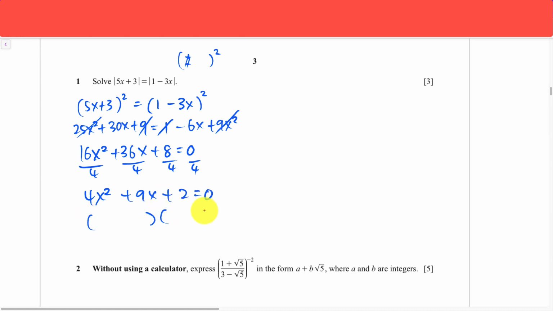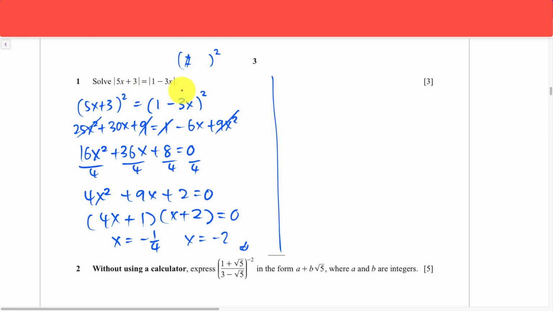And then I can factorize this one easily. I will get 4x and x, and this one will be 2 and 1. Both are positive, so my x should be negative 1 over 4, and x will be negative 2. This is one of the ways of doing it when you see modulus on both sides. Of course, if you want to do the positive negative method, you can always do that also.